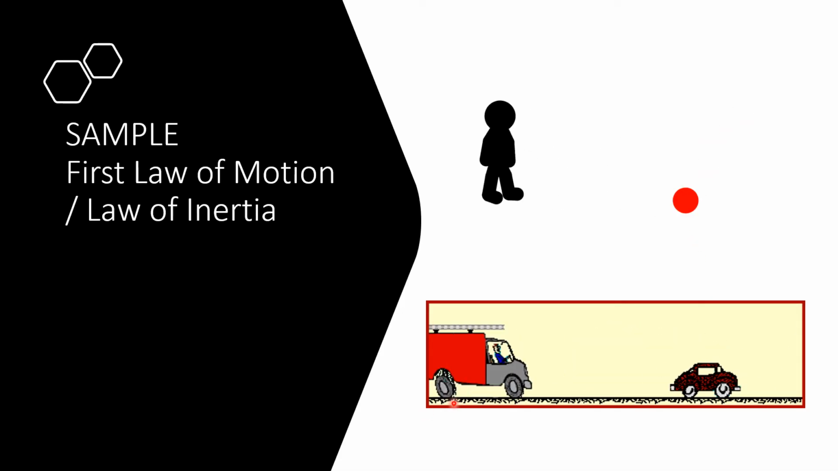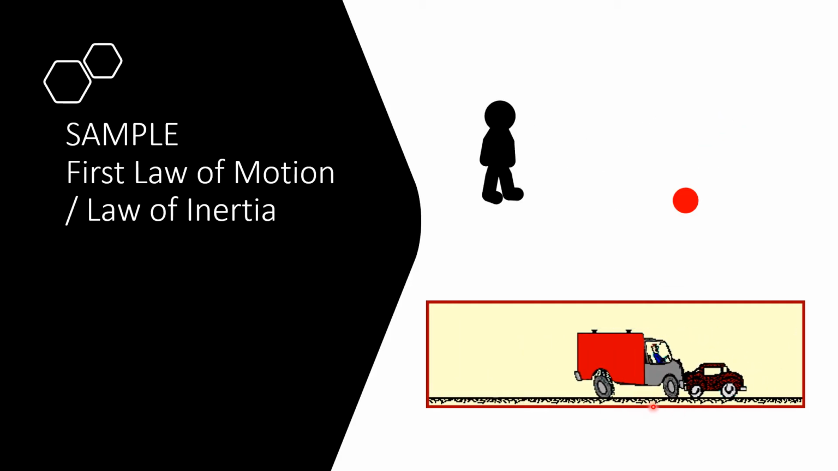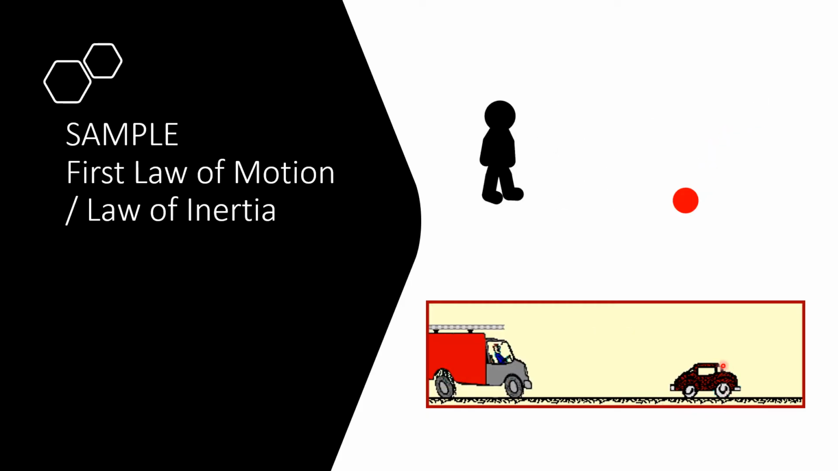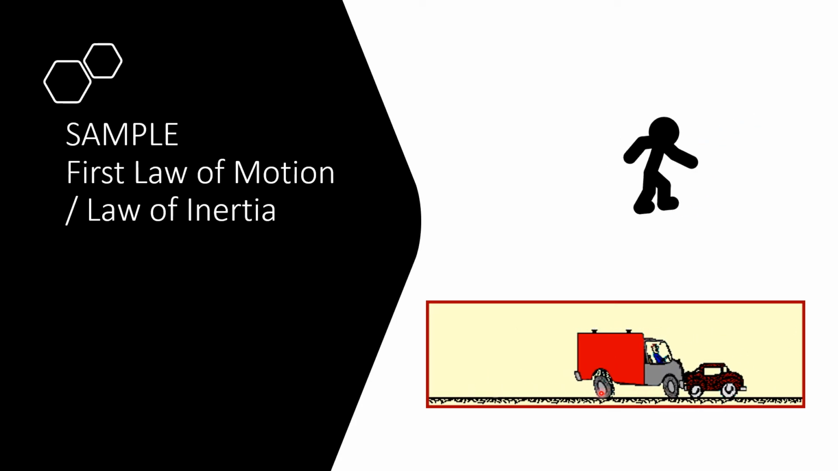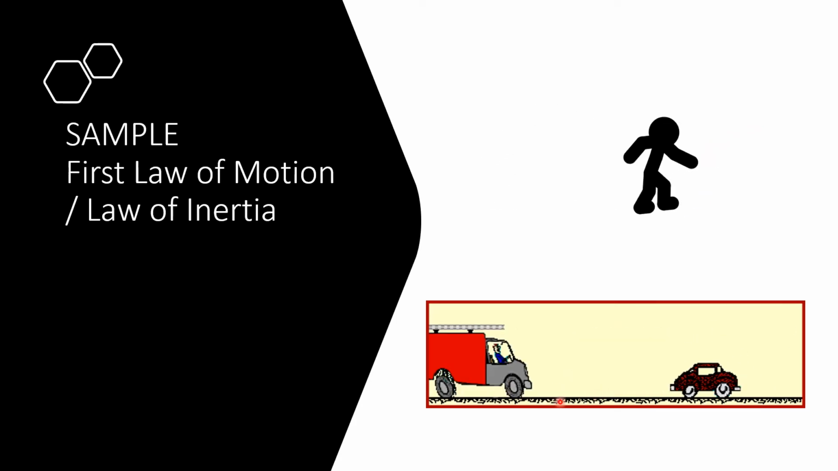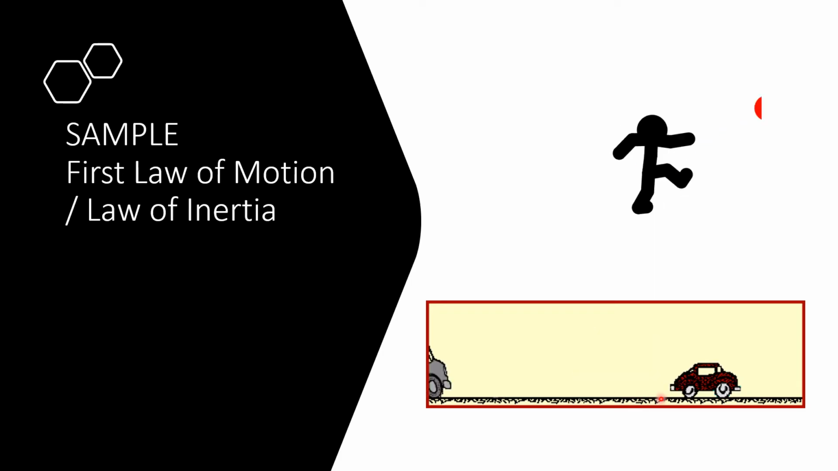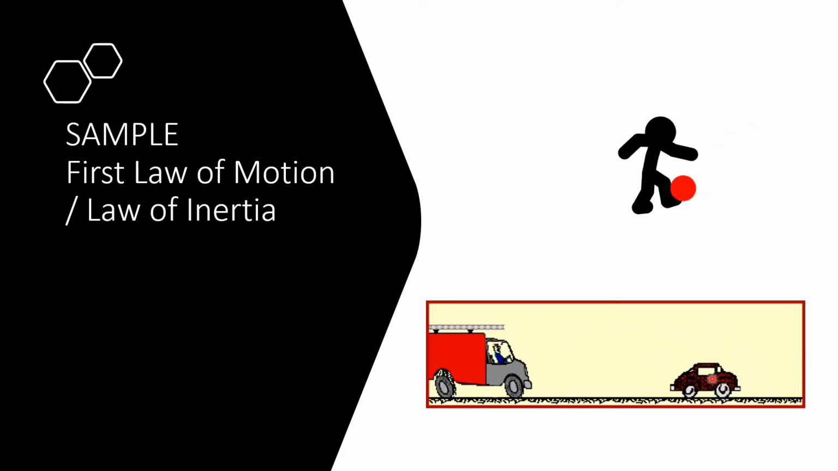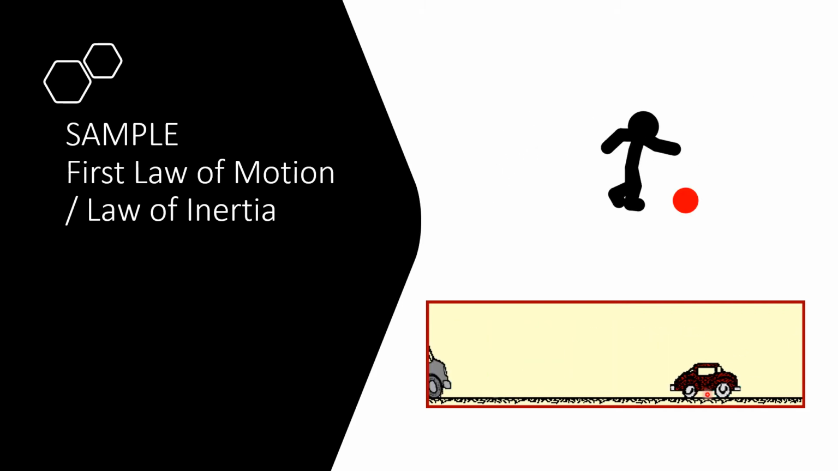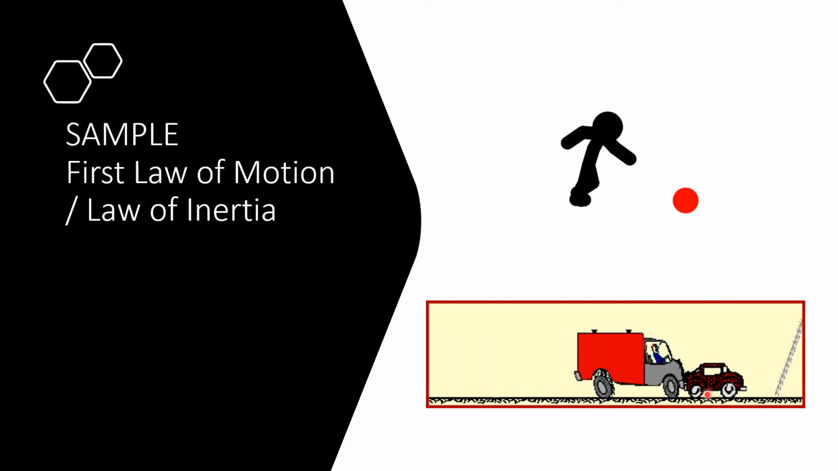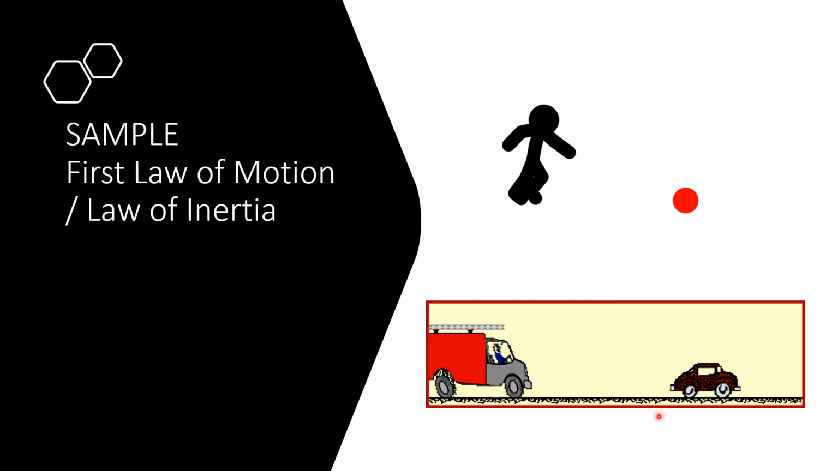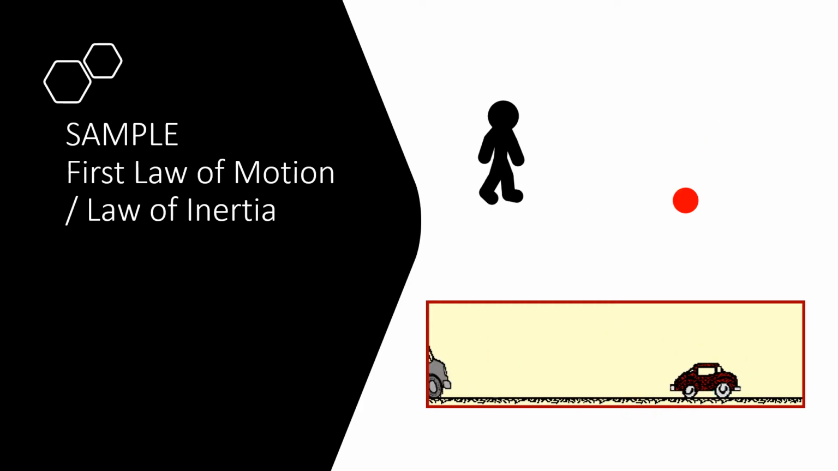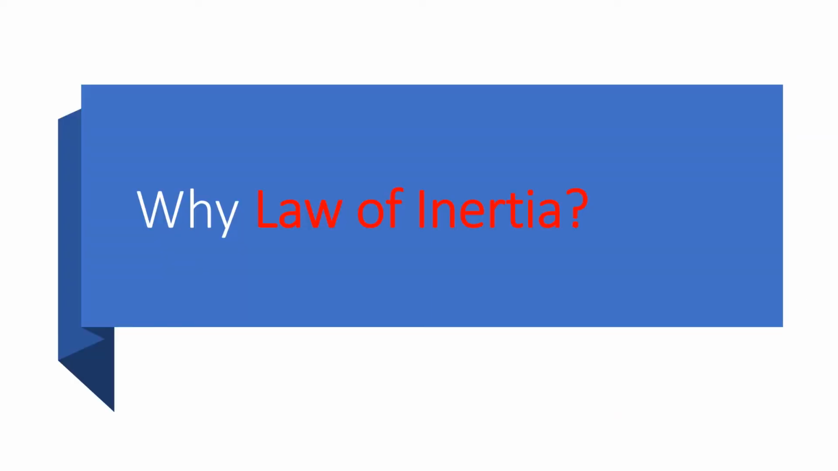In this example, let's say I have here an object that is moving. Since the object experienced an unbalanced force brought by this car, the object from in motion will change its motion, from moving to rest, or it will stop, because it experienced an unbalanced force exerted by this object, in the opposite direction. And in this one, the movement is like this. So, that is the first law of motion.